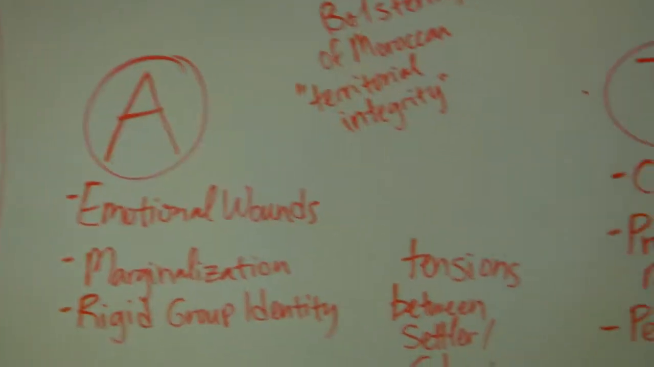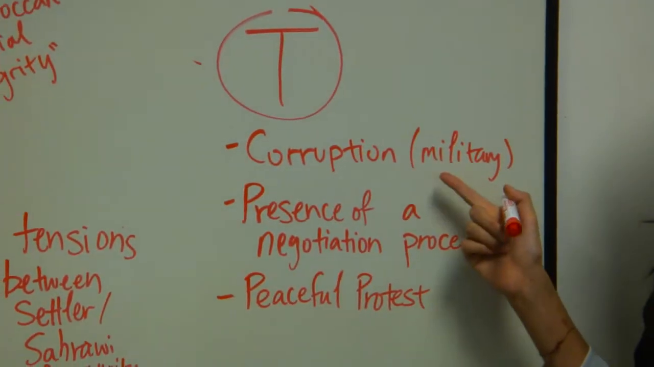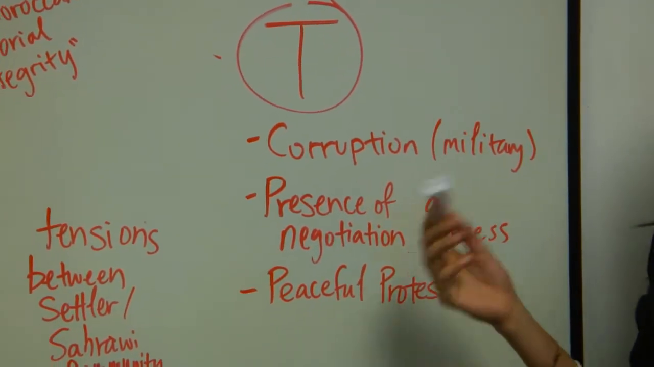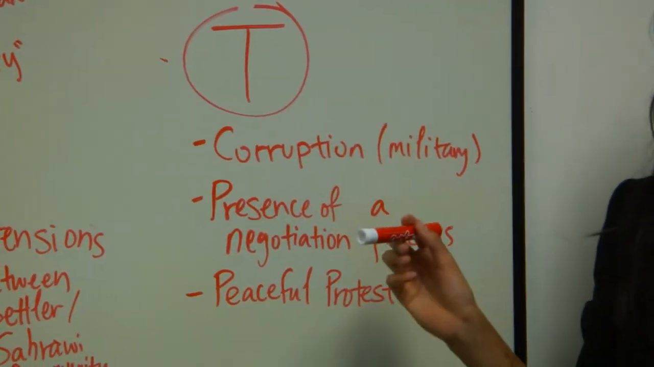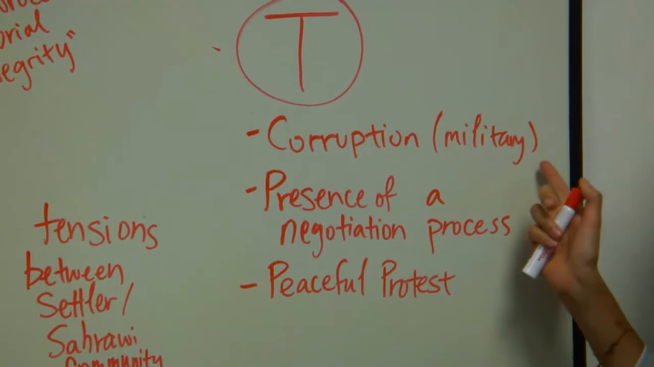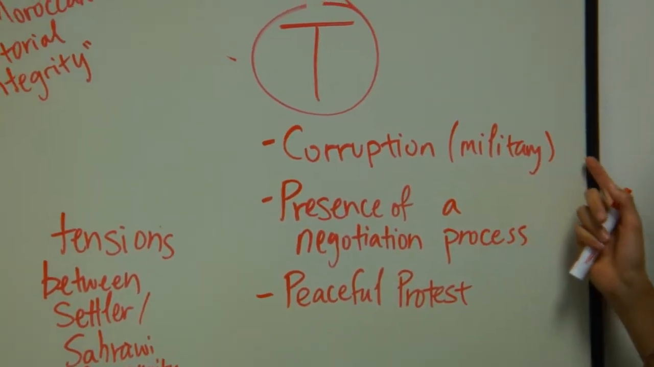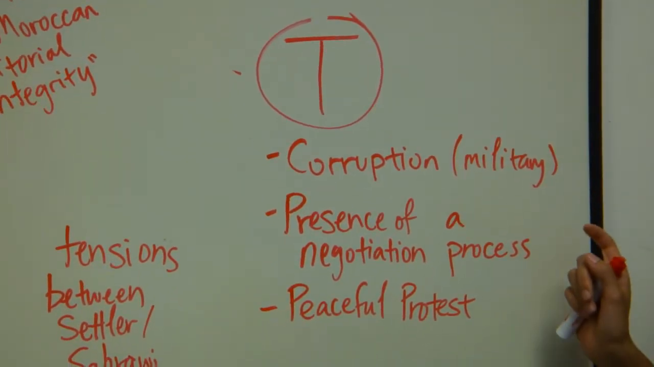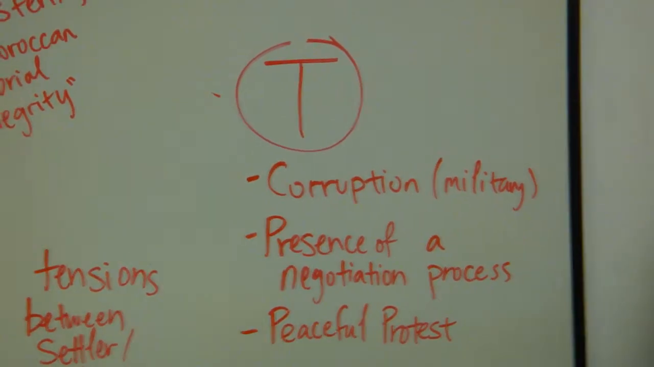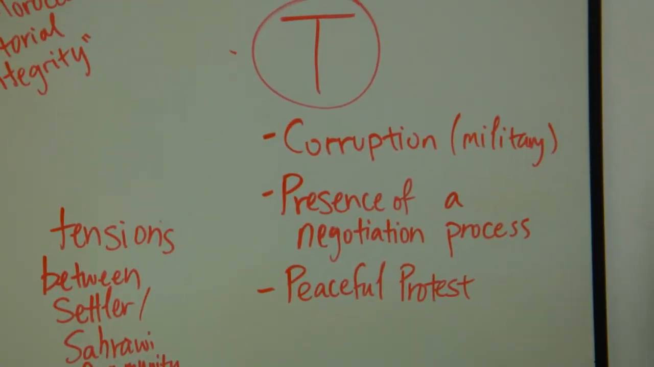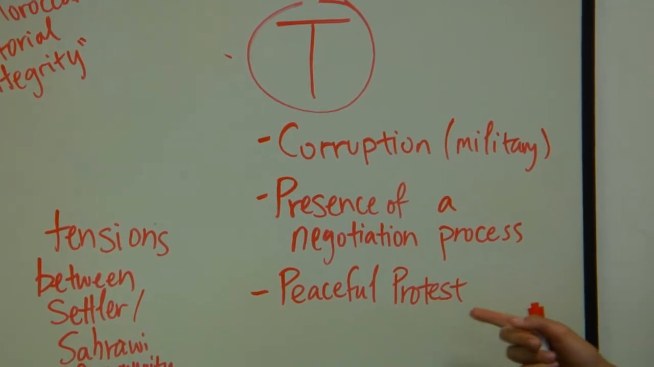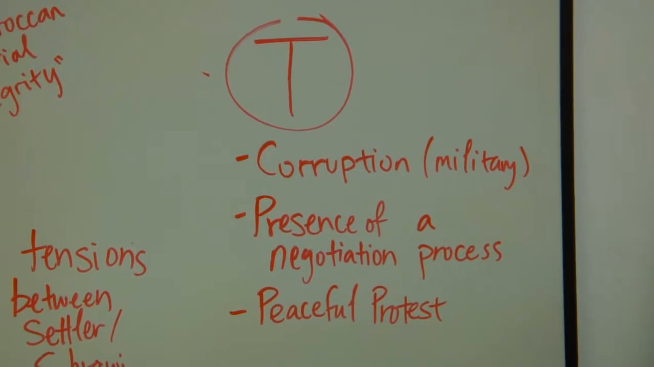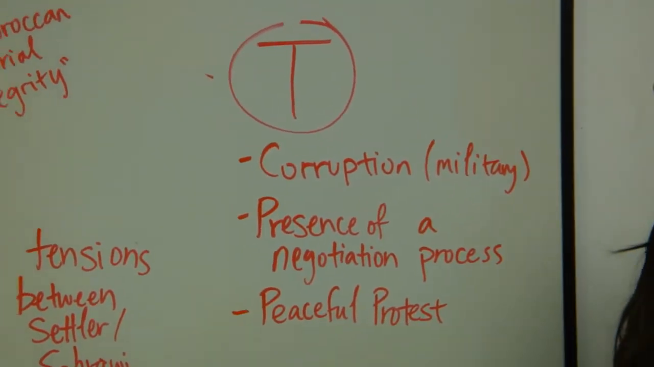On the transactional side, you have corruption in the military, because one of the largest sources of employment for Moroccans is the sheer numbers of military personnel that are employed in the Western Sahara territory. You have the presence of a negotiation process that has been ongoing since the 90s, with several UN envoys helping that to move forward. And then you have some peaceful protests, but as we'll see, those get repressed. And we have some linked factors as well.